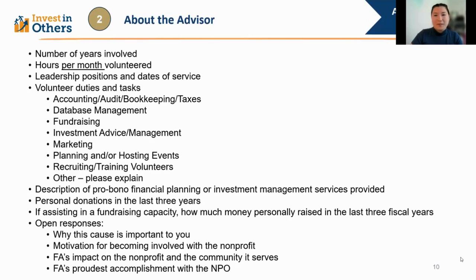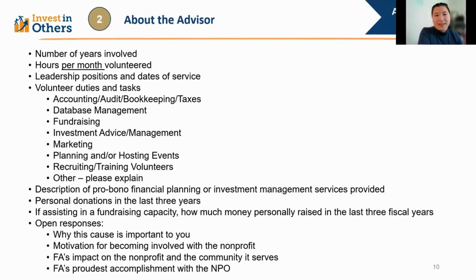Don't tell us about the specific organization just yet. We really want to understand why the cause that the nonprofit supports is meaningful to you. So for example, if the organization is focused on financial literacy, why is financial literacy important to you?